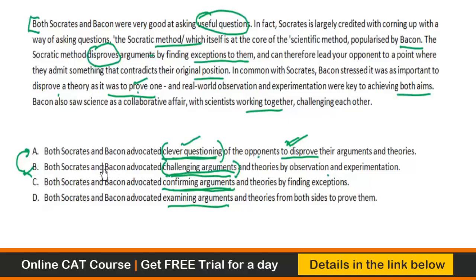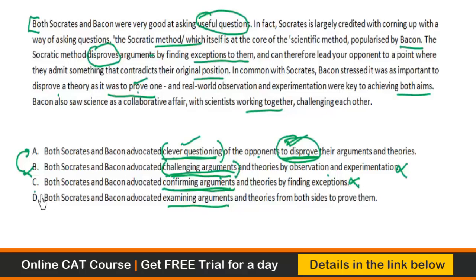Option A says both Socrates and Bacon advocated clever questioning of the opponents to disprove. So it says only to disprove. B says both Socrates and Bacon advocated challenging arguments and theories by observation and experimentation. But the questioning part is missing, and again, the disproving and the proving part is equally important. So B is not so good as A. C says both Socrates and Bacon advocated confirming arguments. Again, it is not confirming arguments, but rather examining, questioning, or challenging. So this is again not right.